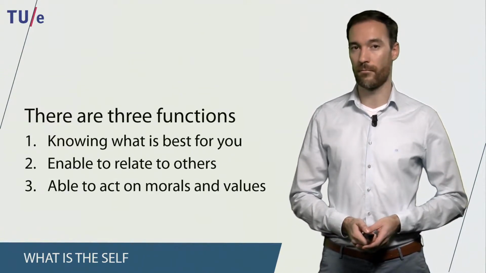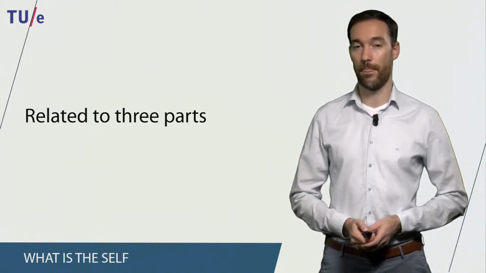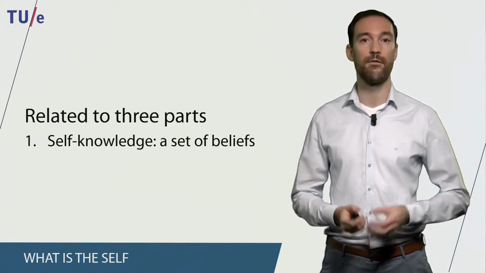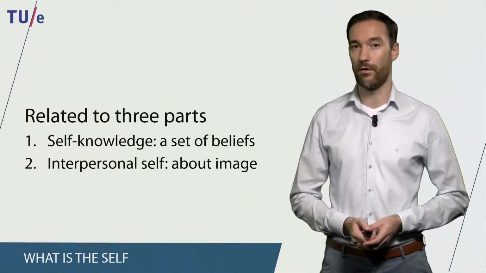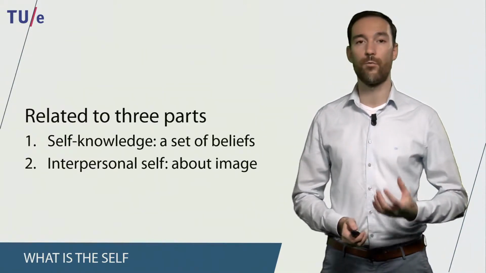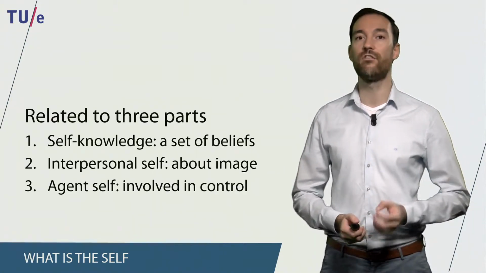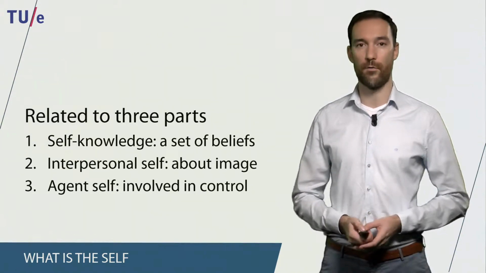Now, these 3 functions are related to the 3 parts of the self. The first part is self-knowledge, which is a set of beliefs that we have about ourselves. The second part is interpersonal self, which is concerned with the image that we convey to other people. And the third part of the self is the agent self, and the agent self is involved in controlling our behaviors and our actions.